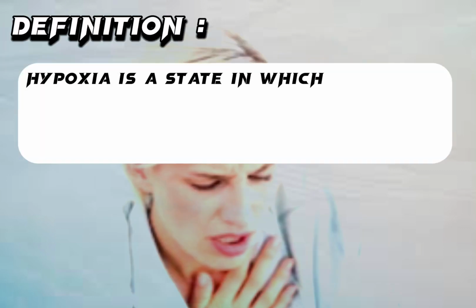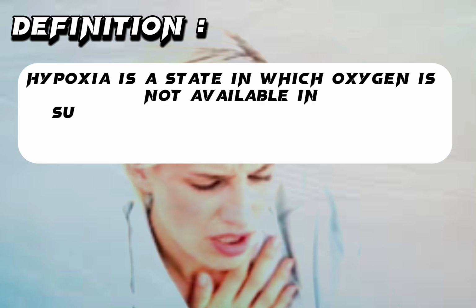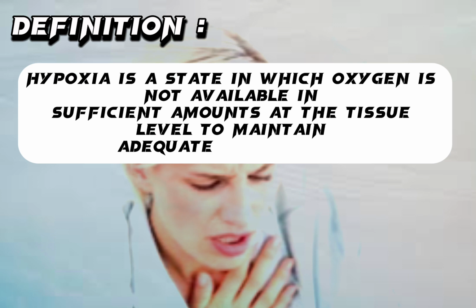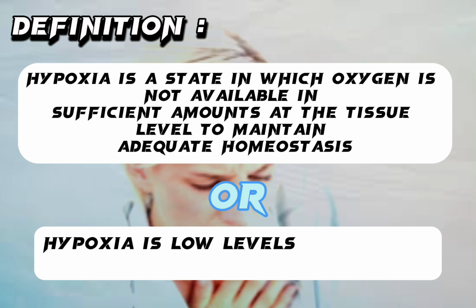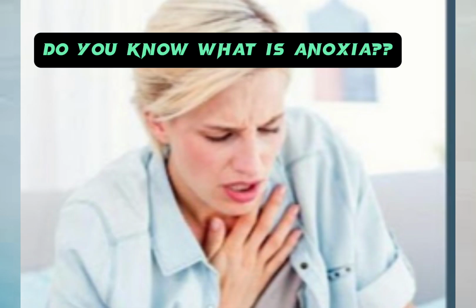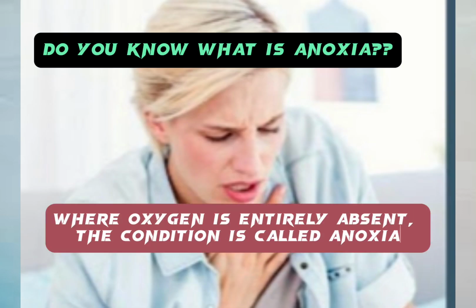Hypoxia is a state in which oxygen is not available in sufficient amounts at the tissue level to maintain adequate homeostasis. Or, hypoxia is low levels of oxygen in your body tissues. Do you know what anoxia is? Where oxygen is entirely absent, the condition is called anoxia.